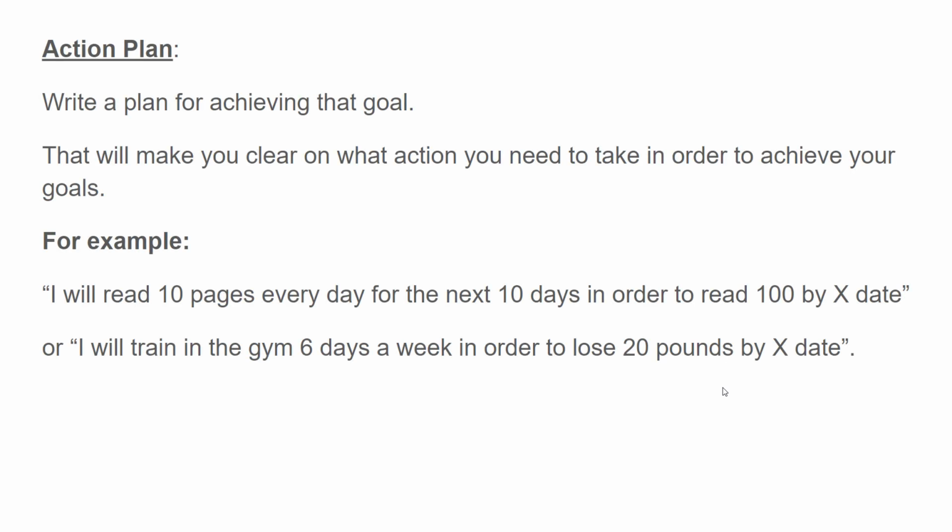As to an action plan, write down a plan for achieving that goal. That will make you clear on what actions you need to take in order to achieve your goals. So, for example, I will read 10 pages every day for the next 10 days in order to read 100 pages by X date. Or I will train in the gym for 6 days a week in order to lose 20 pounds by X date.